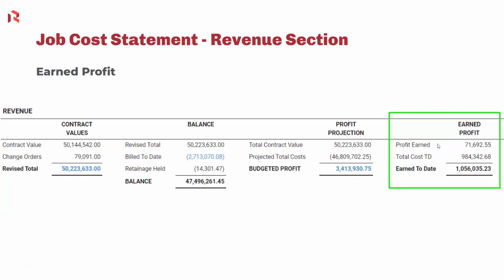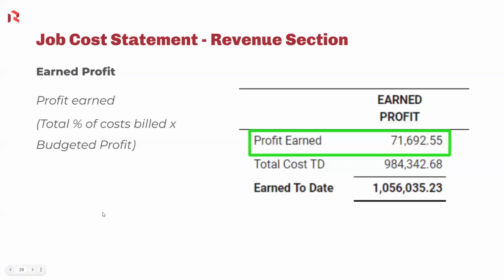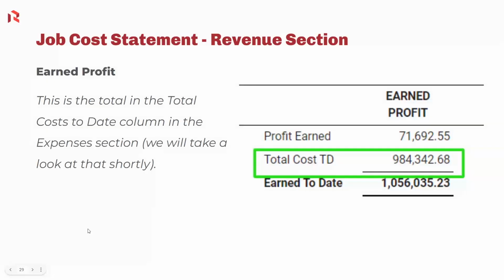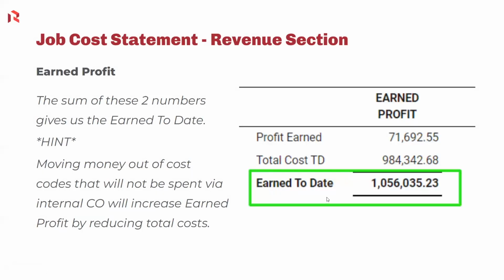The next section is the earned profit. Like I said, we just made the distinction between budgeted and earned profit. We're going to take a look at the earned profit now. The profit earned is the total percentage of costs that have been billed times the budgeted profit. And then the total cost to date, again, this comes from the expenses section down below. It's one of the columns in that section. And once again, we'll take a look at that in just a minute here. So when we add those together, that's where we get the earned to date.